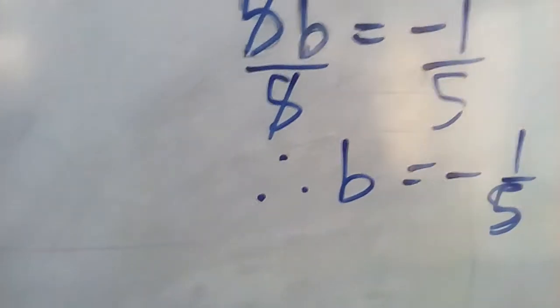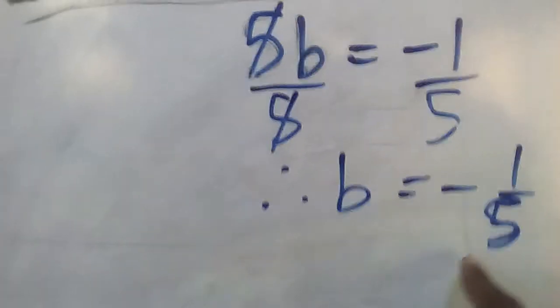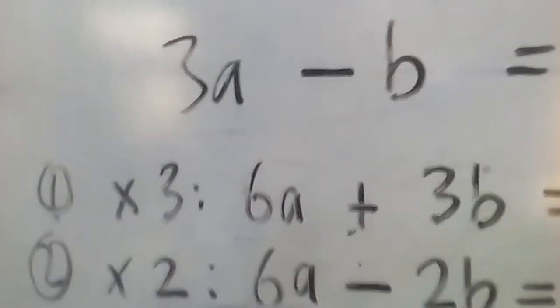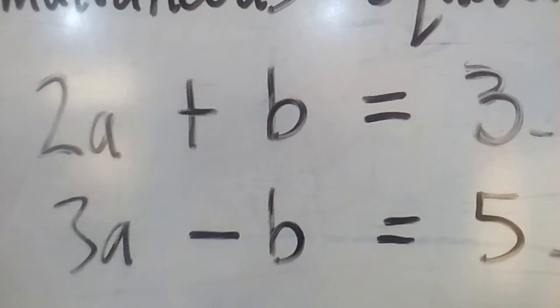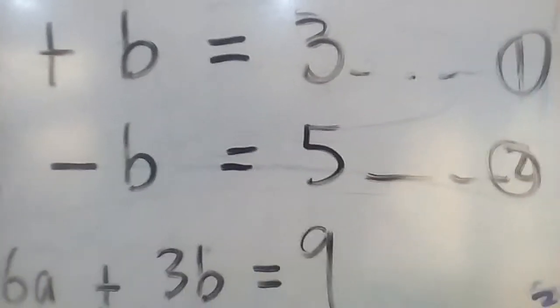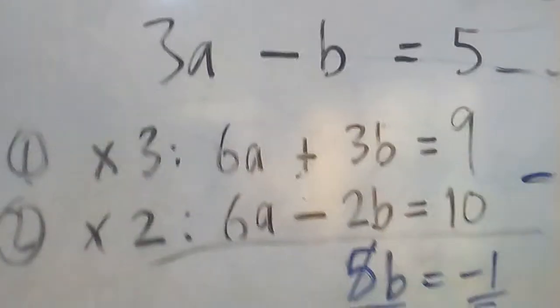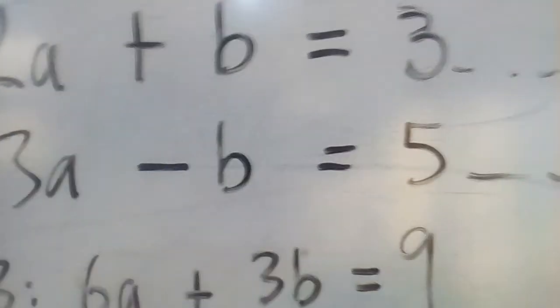So let's see how we could go about finding a. Now that we know what b is, we could put the value of b into any of these equations. But I usually prefer to put it into one of the equations we started with, one of the equations in the question. So let's choose equation 2. Any of them would work. So let's see the value of b. Remember, b is equal to minus 1 over 5.